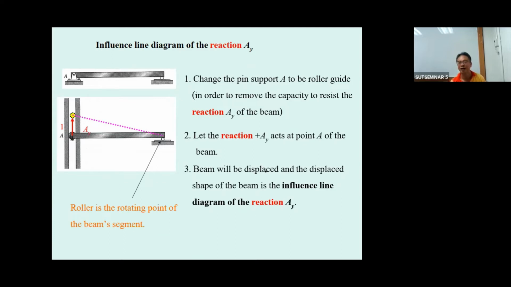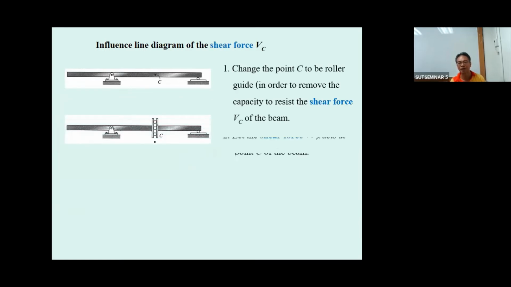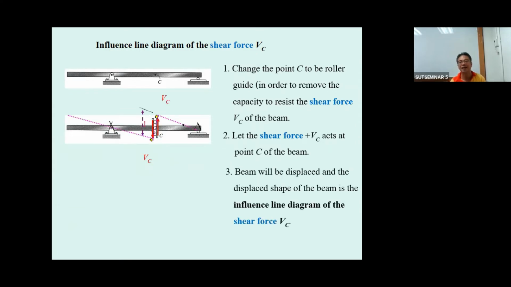Okay. This is for the influence line for the reaction at A sub y. For this one, you just change this one to the roller guide. And then put the positive shear into this beam. And this is the rotating point. The shape of this one is going to be something like this. And again, if this is 5 meters, this is 5 meters, this is 5 meters, you can have this one for 5/10. That is going to be minus 0.5. Over here, you're going to get positive 0.5.